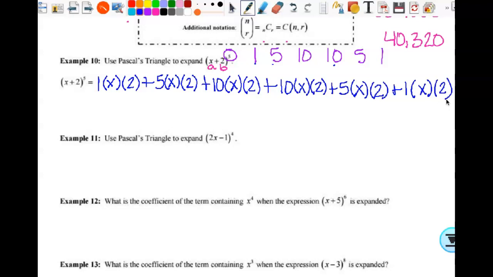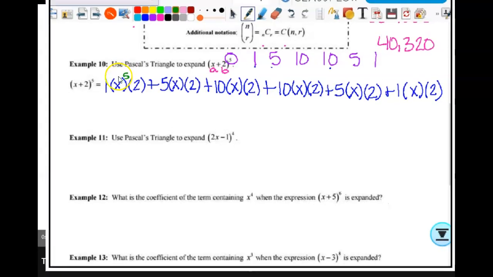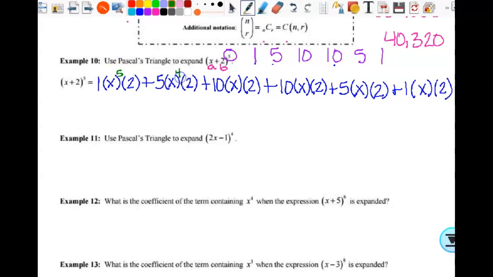So now, I've got to go back and put some exponents in there. And this is where it said A decreases and B increases. So this exponent on the x, this is going to the 5th power, so x has a 5 on it. Then it reduces: 4, 3, 2, 1, 0. Then I need an exponent on the 2. We start with 0. Go 1, 2, 3, 4, 5.